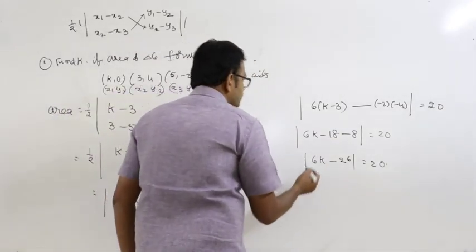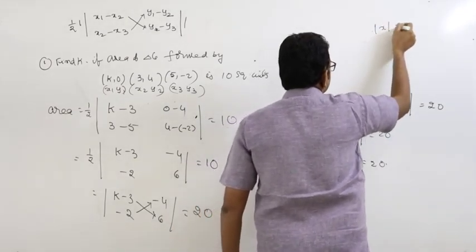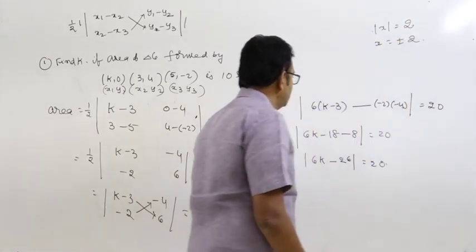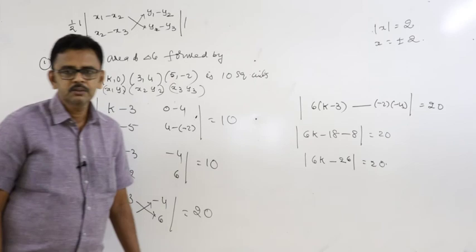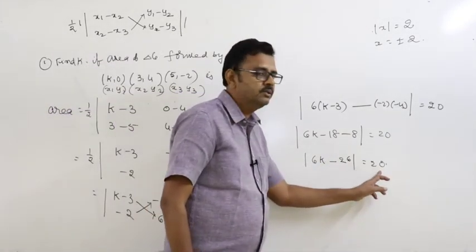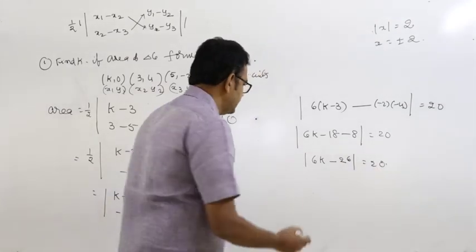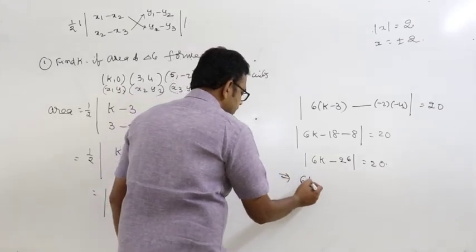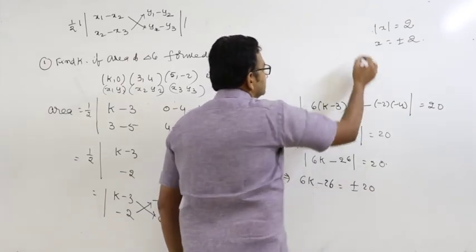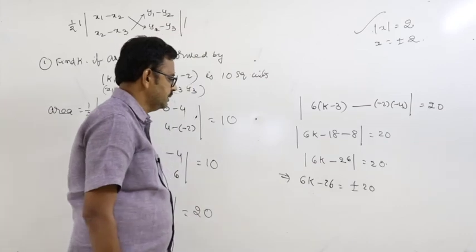Already I told in the previous class, mod x is equal to 2, what is x equal to? Plus or minus 2. So mod of 6k minus 26 equal to 20 implies 6k minus 26 is equal to plus or minus 20, since mod x is equal to 2 means x equal to plus or minus 2.